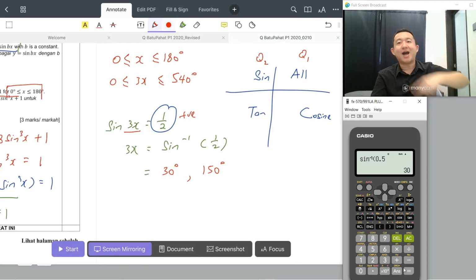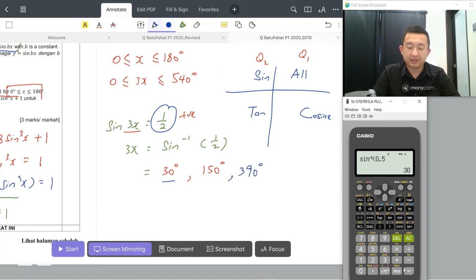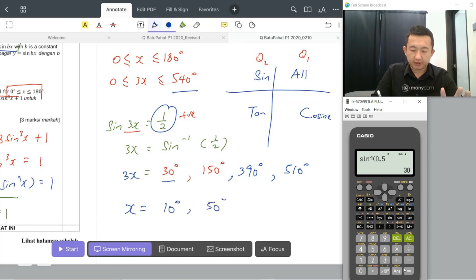Now you have Q1 and Q2 already, so another case would be another circle. Another circle will be 360. So 30 plus 360, you have 390. 150 plus 360, you have 510. Can you continue? No, because when you add another 360, that will definitely be more than 540. So you stop there. 3x equals 4 answers. What you want to know is x, so x equals divided by 3: 10, 50, 130, 170. That is the value for x.